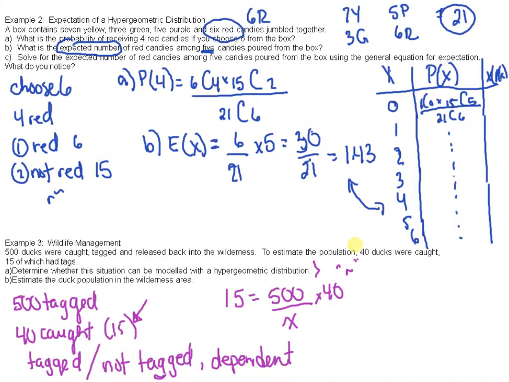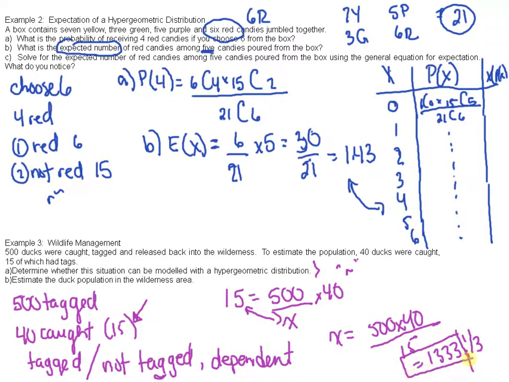So we're catching 40. So all we have to do is cross multiply. So we get x equals 500 times 40 divided by 15. I get 1,333 and a third. Not decimal, and a third. So I get a population of 1,333, and there won't be a third on that because population won't have a third on it. But that would be the population of ducks in that area.